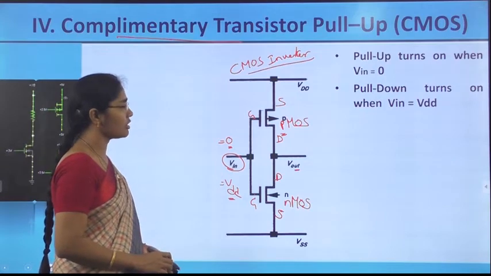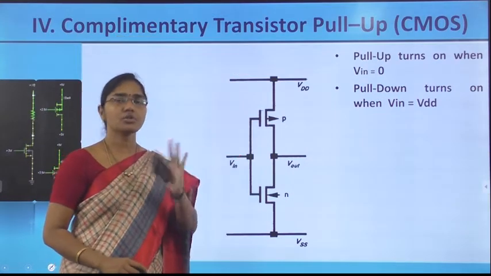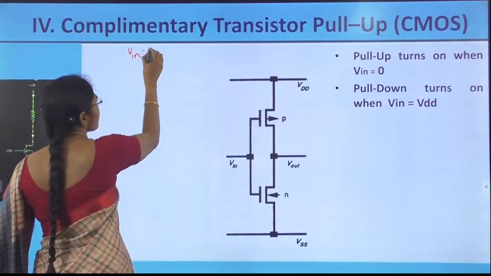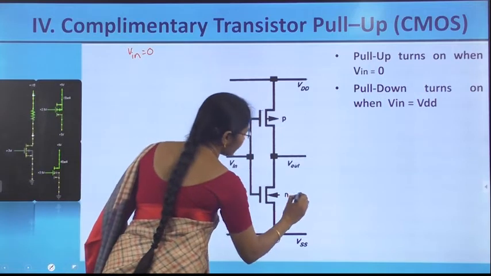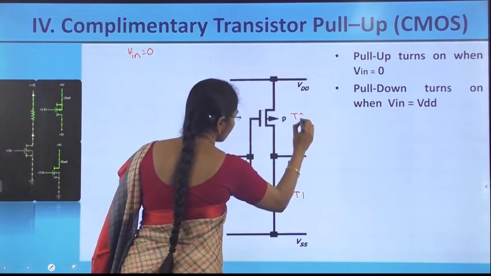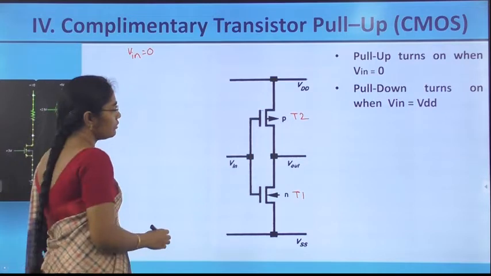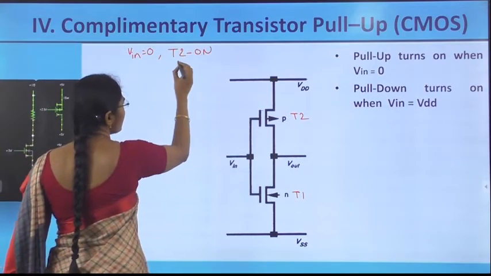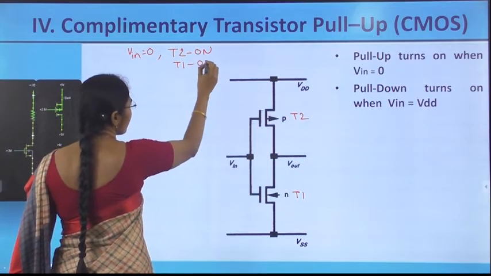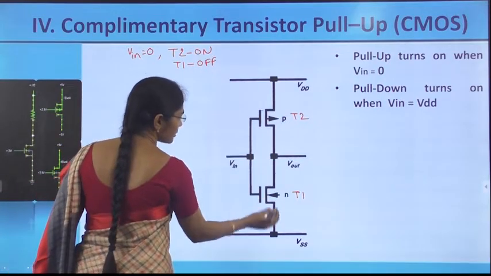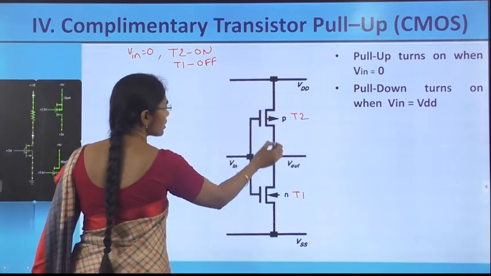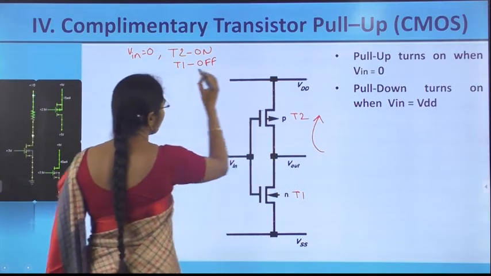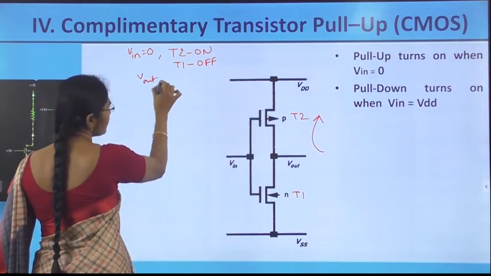Let us check its operation for input equal to 0 and input equal to 1. Let's take Vin equal to 0, with transistors T1 and T2. When Vin is equal to 0, since the PMOS transistor is on, T2 is on and T1 is off. Since T1 is off, it is an open path, and T2 is on, so the pull-up is a short path. Therefore, Vout is equal to VDD.